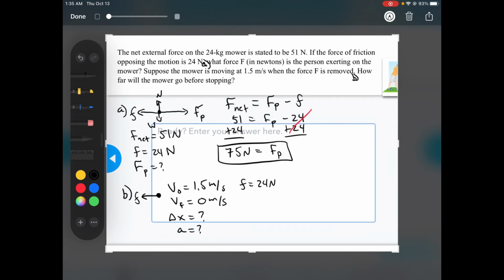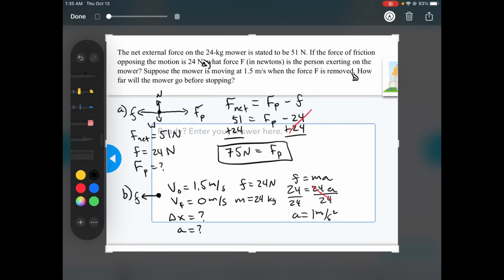So our frictional force is equal to mass times acceleration. So that's 24 equal to 24 times A, because our mass is also 24 kilograms. The mower didn't change, still the same mower. Dividing by 24 on both sides, it's going to give us our acceleration that we need to do the rest of the problem. This is 1 meter per second squared.